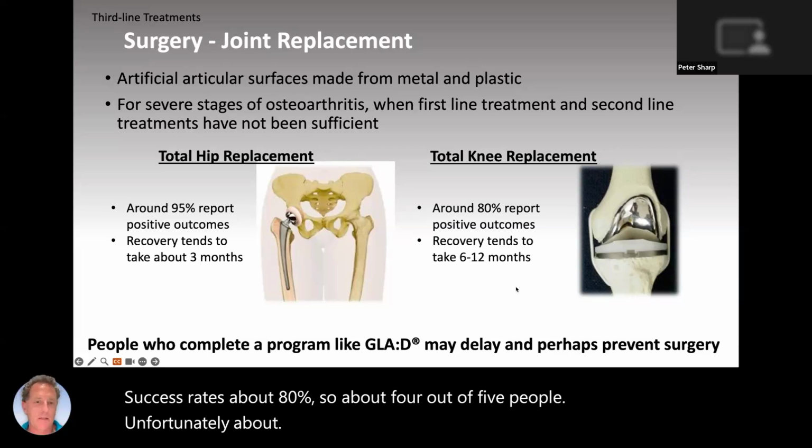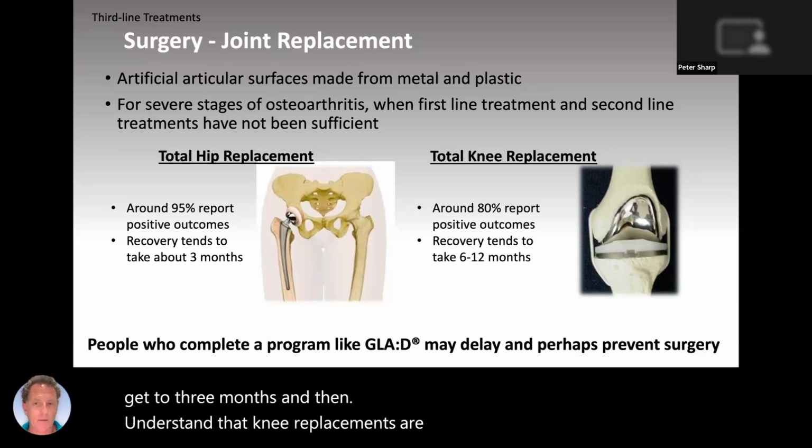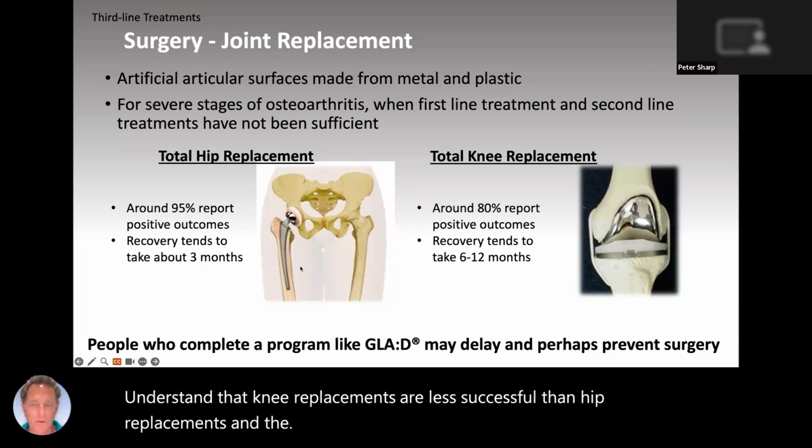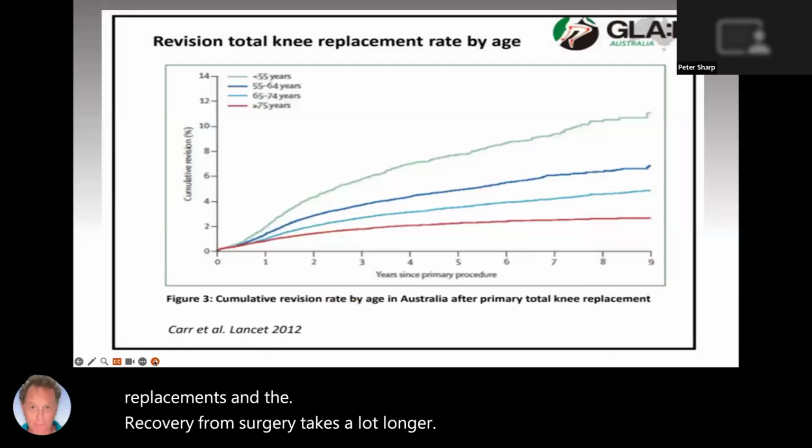And the recovery tends to take about 6 to 12 months. So often people get to 3 months and are still in quite a lot of pain. So you need to understand that knee replacements are less successful than hip replacements, and the recovery from surgery takes a lot longer than hip replacements.